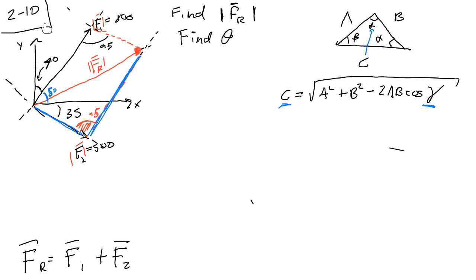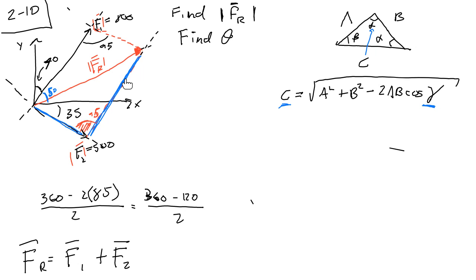Yeah, so this whole thing is 85. So 85 plus 85, I'm gonna do this again: 360 minus 2 times 85, and I'm gonna divide that by 2. So 85 plus 85 is 170, so 360 minus 170, divide that by 2. And basically what I'm doing is I'm trying to solve for what this side is. So again, this whole thing, 85 plus 85. Subtract that, that's 170, 360 minus 170.